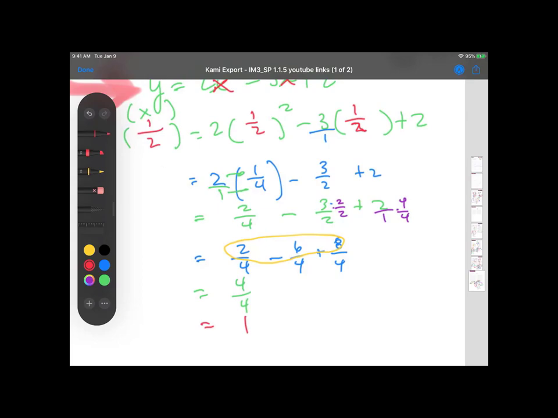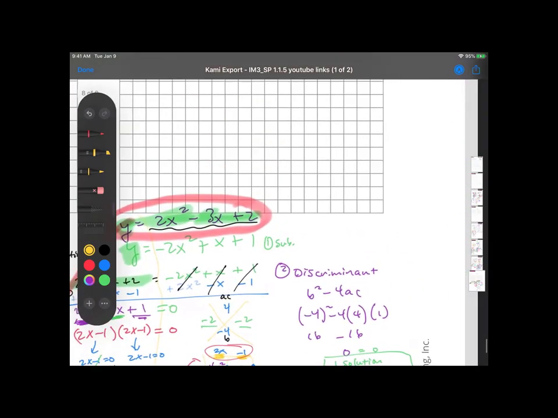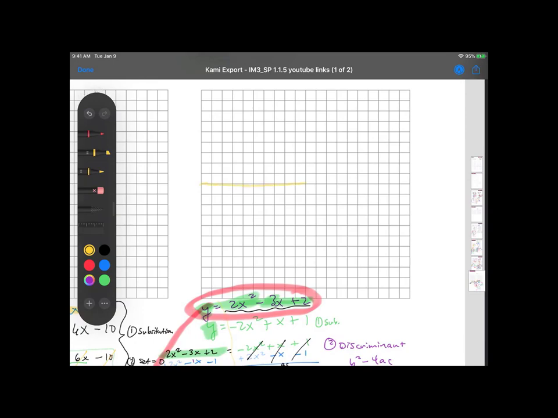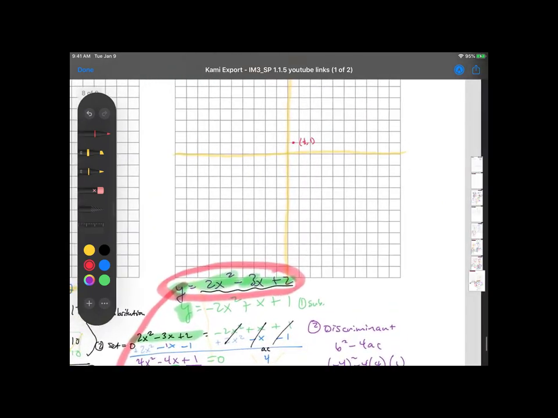And what we were doing there was solving for y. y equals 1. Okay, so my ordered pair is 1/2, 1. Let's go ahead and graph that. One half, 1. There's my intersection. 1/2, 1. 50 cents on the x, $1 on the y. Okay? Alright, let's go ahead and graph these.